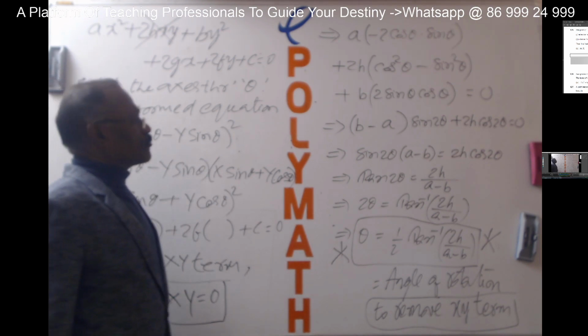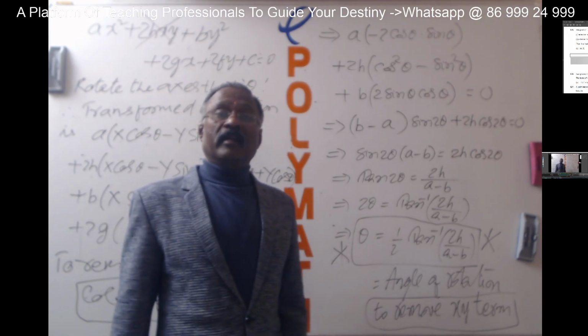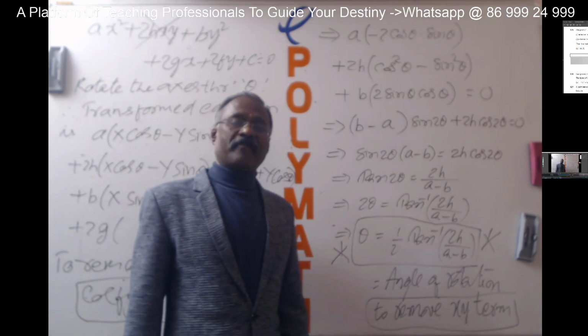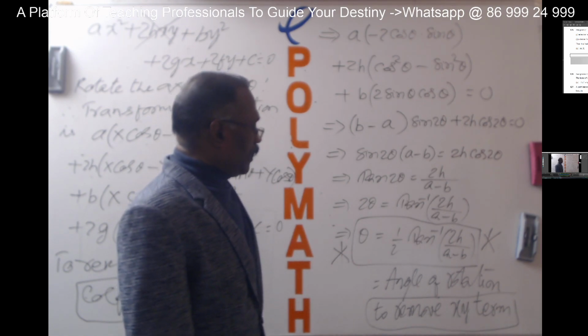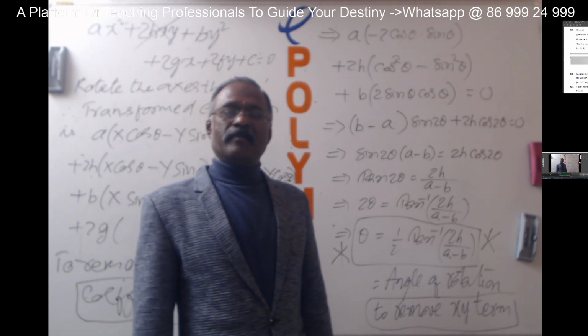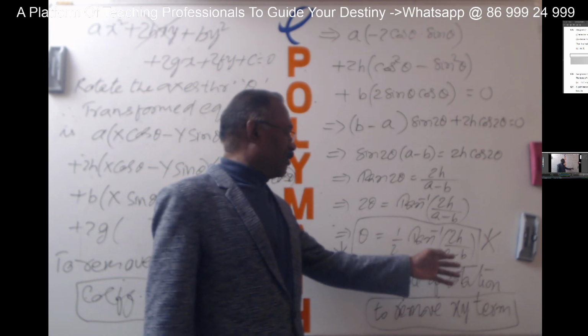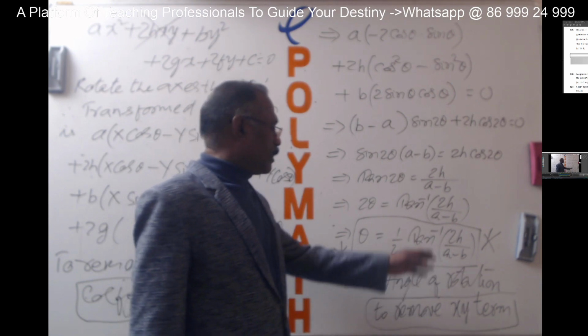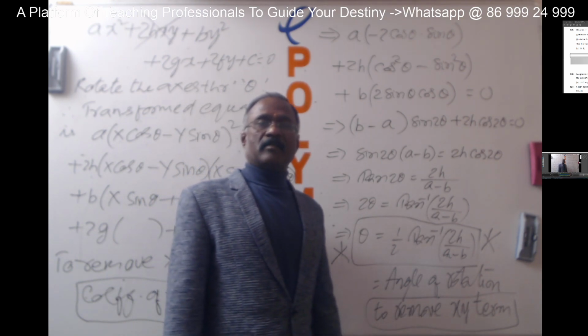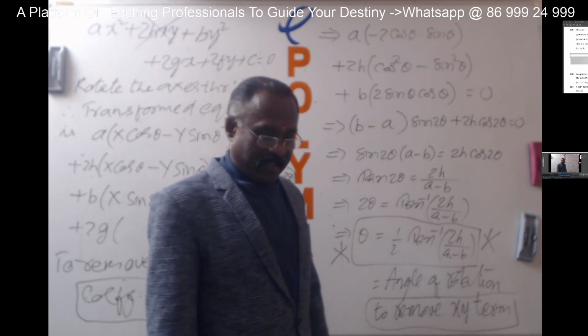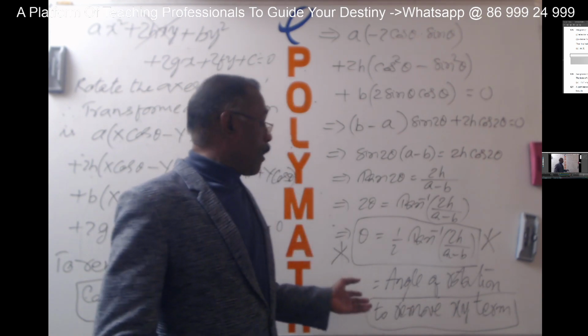Here also you will get an xy term. These are equated to 0, and thereby you get theta is equal to half tan inverse 2h by a minus b. Whenever a minus b becomes 0, this becomes tan inverse infinity, which is nothing but 90. 90 by 2 is 45. Theta is 45 degrees. Like this it is. Now, this is about the rotation.